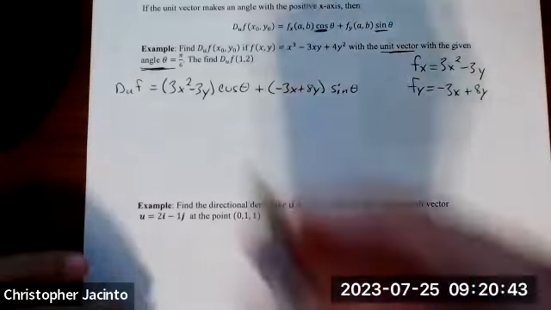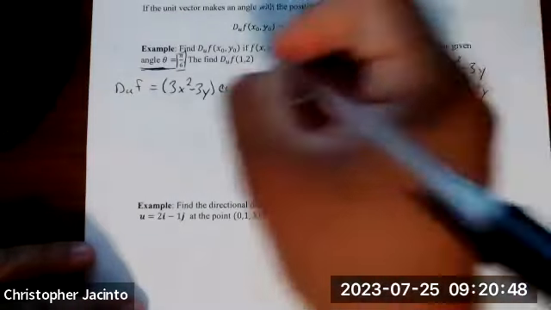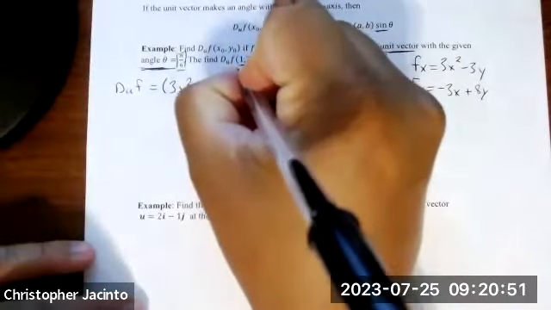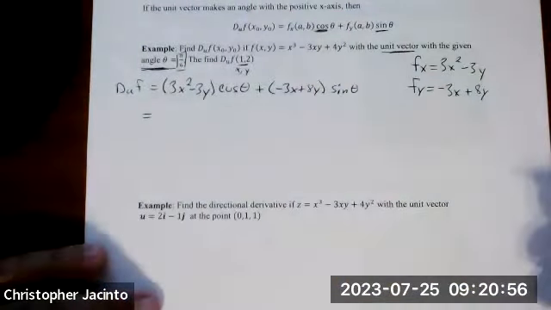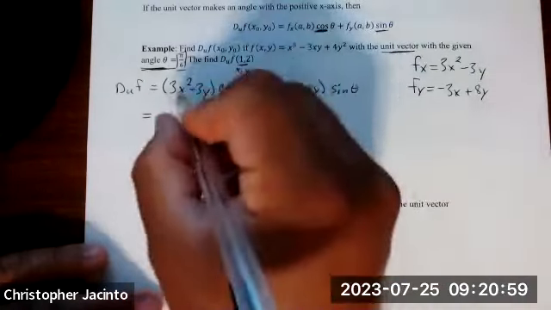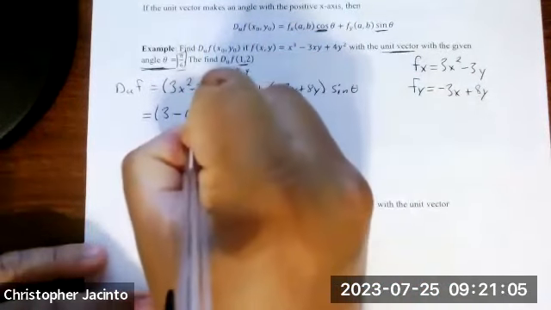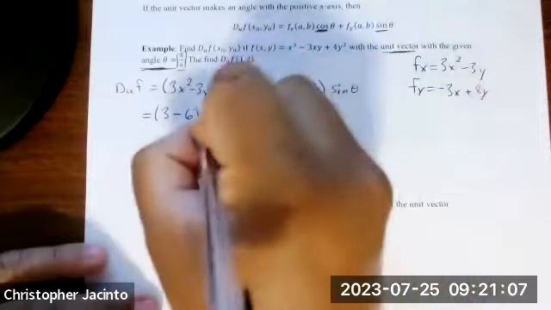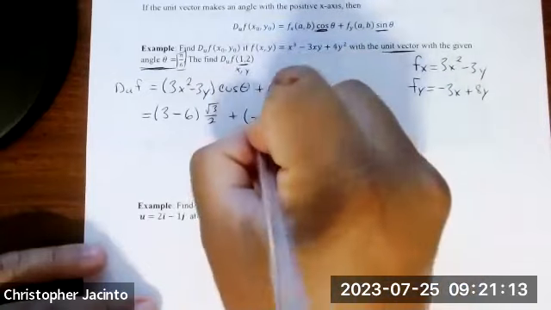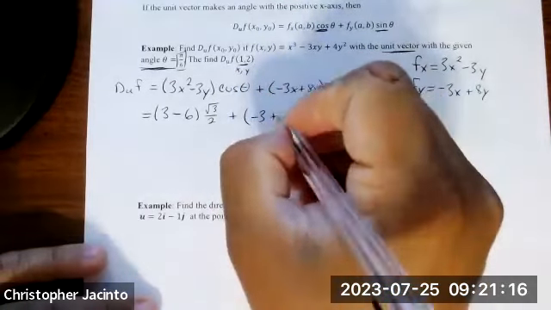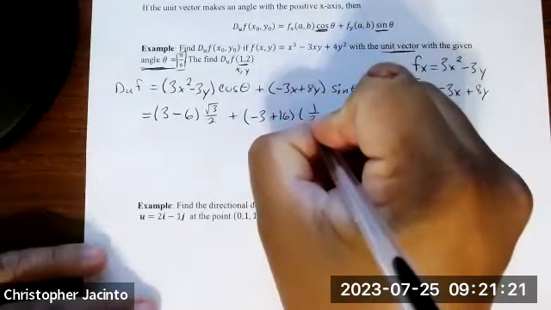And now all I do is plug in pi over 6 for cosine and sine, and we get our answer. And then we also plug in the point 1, 2. So x is 1, y is 2 into our directional derivative. And let's see what we get out. So 1 squared is 1, so it's going to be 3 minus 3 times 2 is 6. And cosine of pi over 6 is radical 3 over 2. Plug in 1, get -3. Plug in 2, that gives us 16. And sine of pi over 6 should give us 1/2.